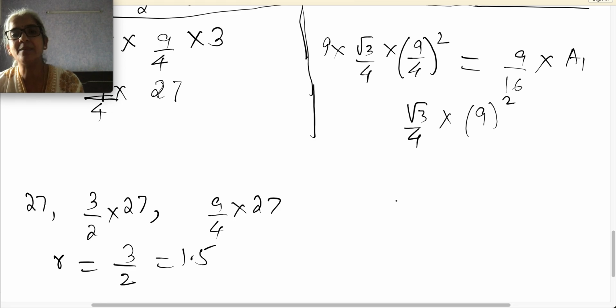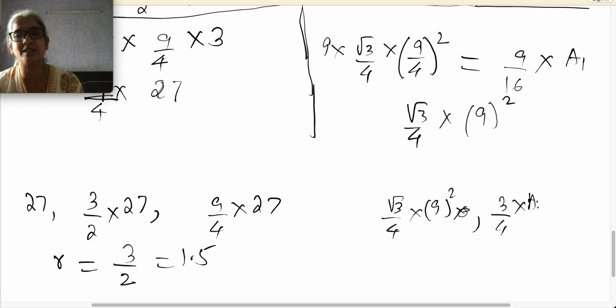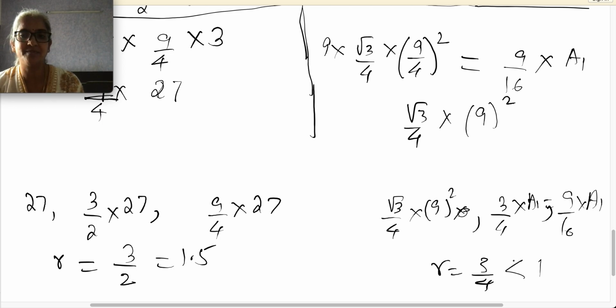And the area, it was root 3 by 4 into 9 square, then it became 3 by 4 times the first area, then 9 by 16 times the first area, and so on. So the common ratio here became 3 by 4, which is less than 1.